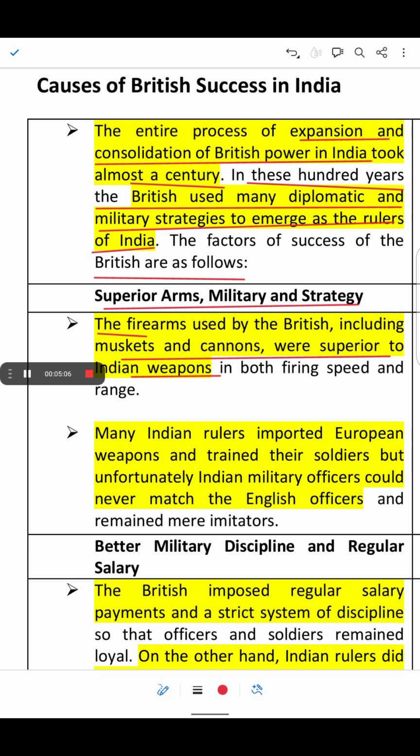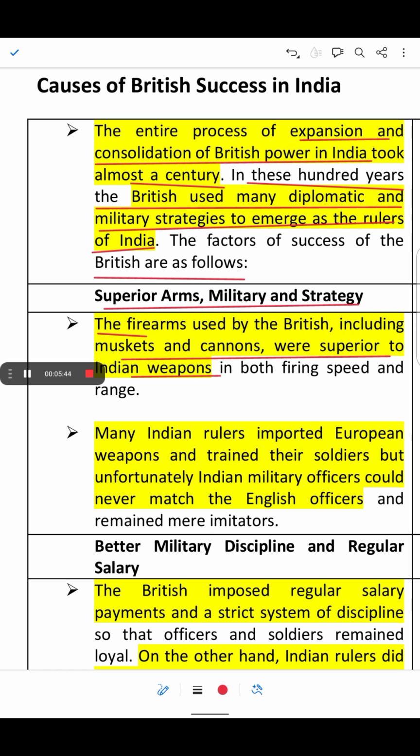Now the British musket, a long gun, could hit the army from far away. And British cannons were very powerful and could destroy the enemy position from a long distance, whereas Indian weapons could not reach that far. So they had better, advanced technology. The British guns were made with the latest technology, which made them stronger and more reliable even with a small number of soldiers.